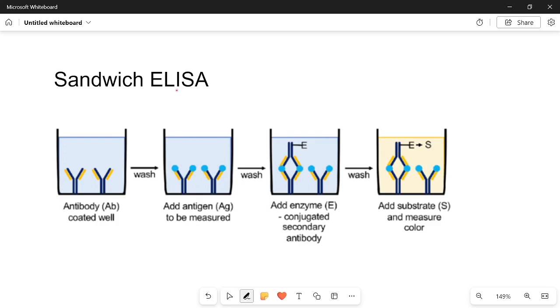Okay, so this is the enzyme conjugated secondary antibody, and it is allowed to react on a different epitope on the antigen. Any free secondary antibody is removed by washing. In the next and the final step, the substrate which is specific for this enzyme is added and the colored reaction product is measured using a spectrophotometer.